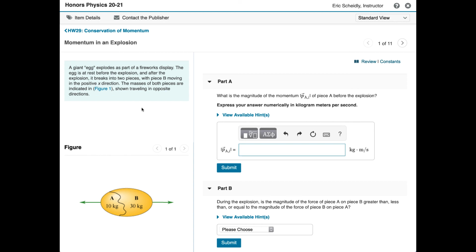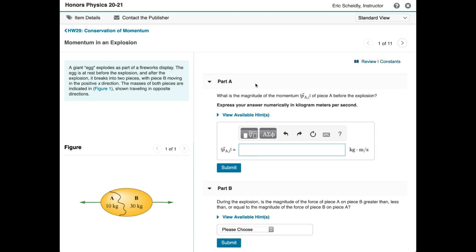One piece goes in the positive x direction, and the other piece is going to go in the opposite direction. Because if the total momentum is zero before the explosion, the total momentum has to be zero after the explosion. Now, there are two parts, A and B. Their momenta change. It's the total momentum that doesn't change. So let's read the questions here.